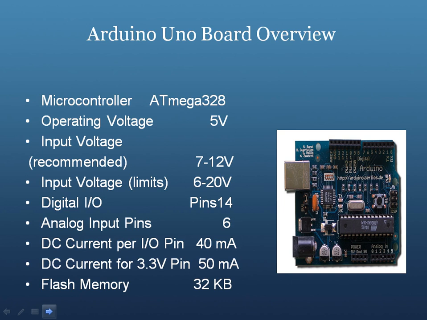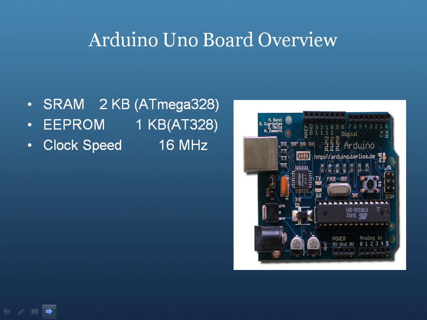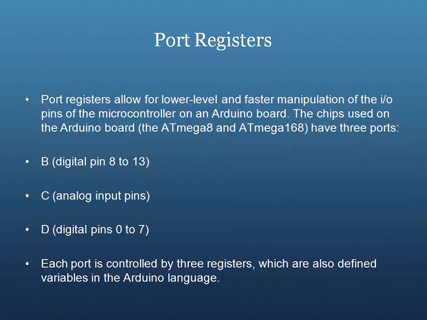DC current per input output pin is 40 milliampere, and DC current for the 3.3 volt pin is 50 milliampere. Flash memory is 32 KB, SRAM is 2 KB. Operating speed is 16 to 20 megahertz.